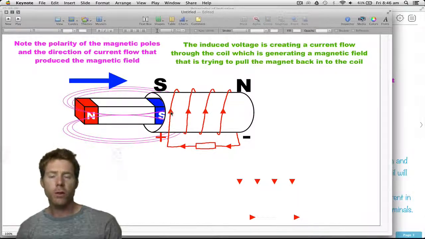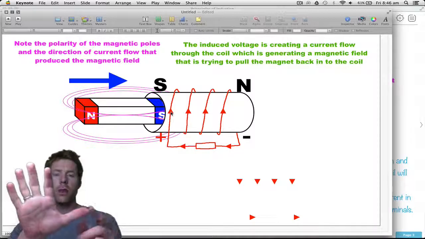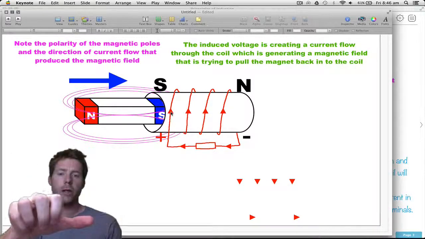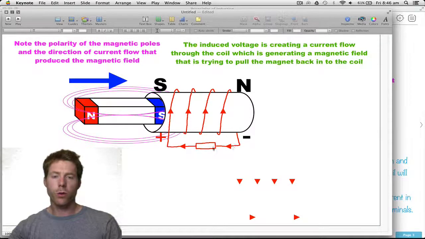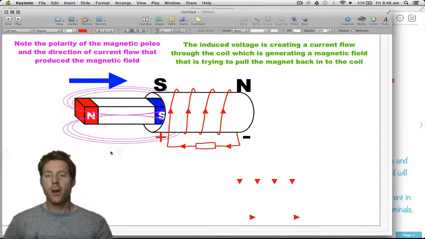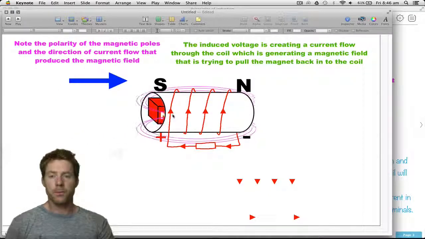Then we can work out the current flow by using our left-hand grasp rule, thumb in the direction of the North Pole, wrap your fingers around, and we worked out that it's going up at the front, down at the back, and then through the resistor here like that. So therefore we have negative, positive. Wow, that was a bit of a mouthful.